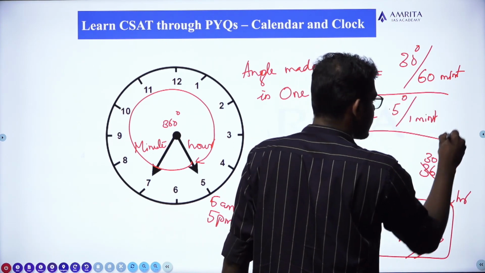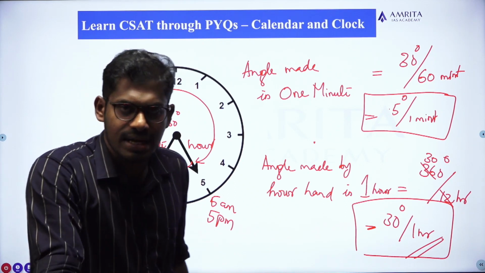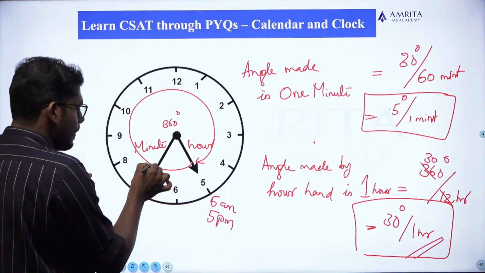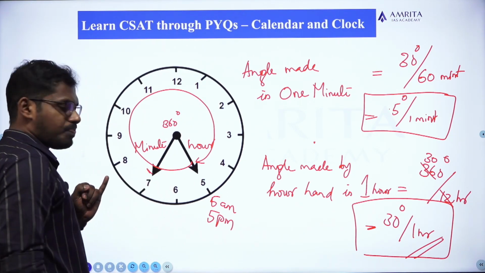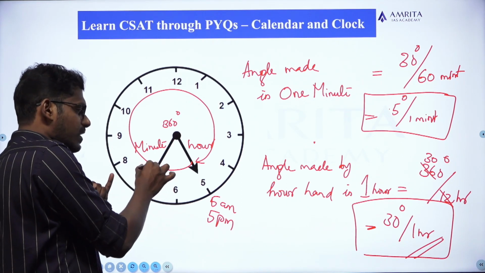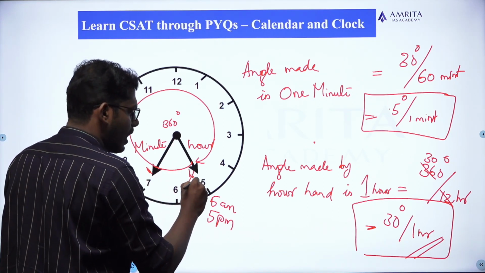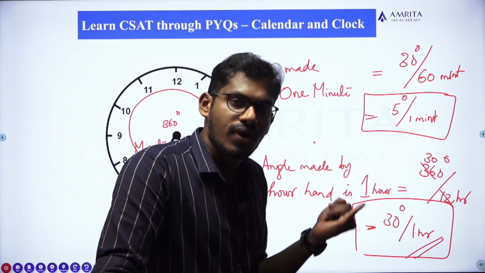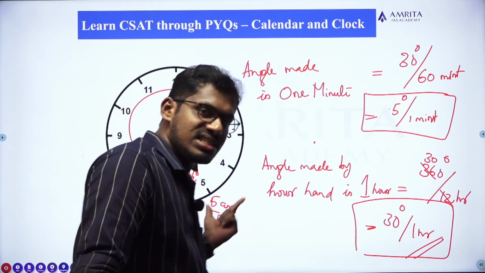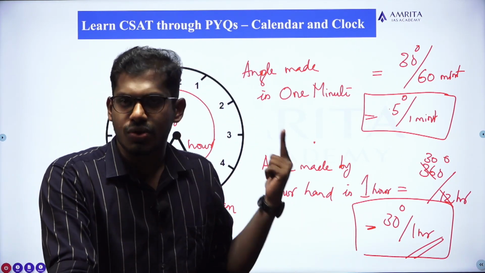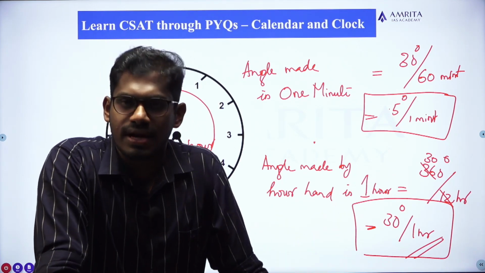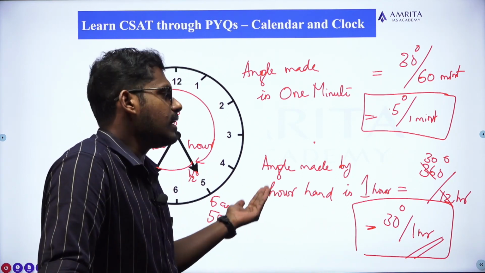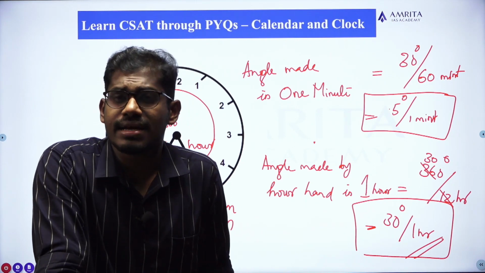So the hour hand makes an angle of 0.5 degree or half degree in 1 minute, which means that when the minute hand moves 1 minute, the hour hand makes an angle of half degree. This basic idea is enough to solve every question regarding the angle between hour and minute hand. So we can solve one or two questions regarding the angle between the hour hand and minute hand.